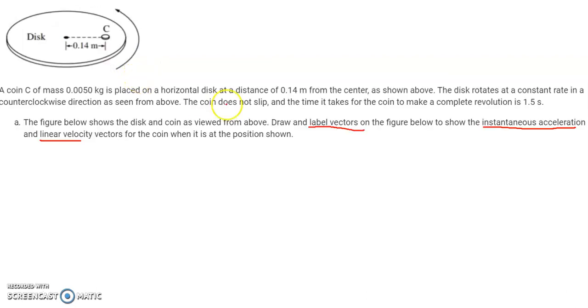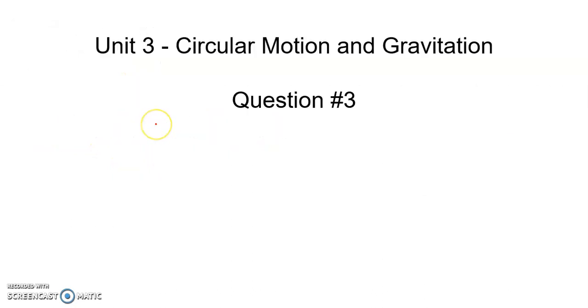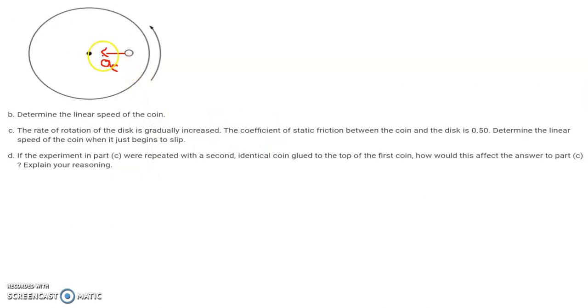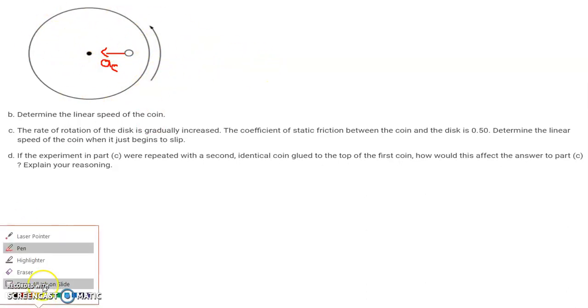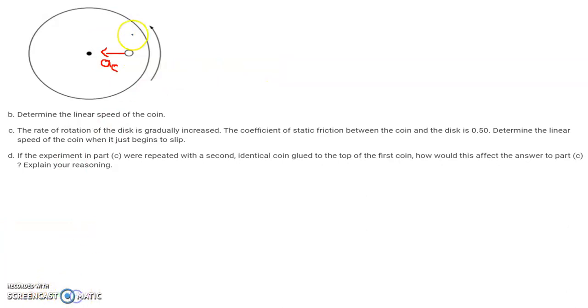Okay? Now what about the linear velocity? Meaning, if this were to stop rotating, which direction would the coin go? And remember, for circular motion, the linear velocity is tangent to the circular motion. So if here's the circle it's going to move around, it's going to go tangent to the circle. So this is the linear velocity of the coin. Perfect.